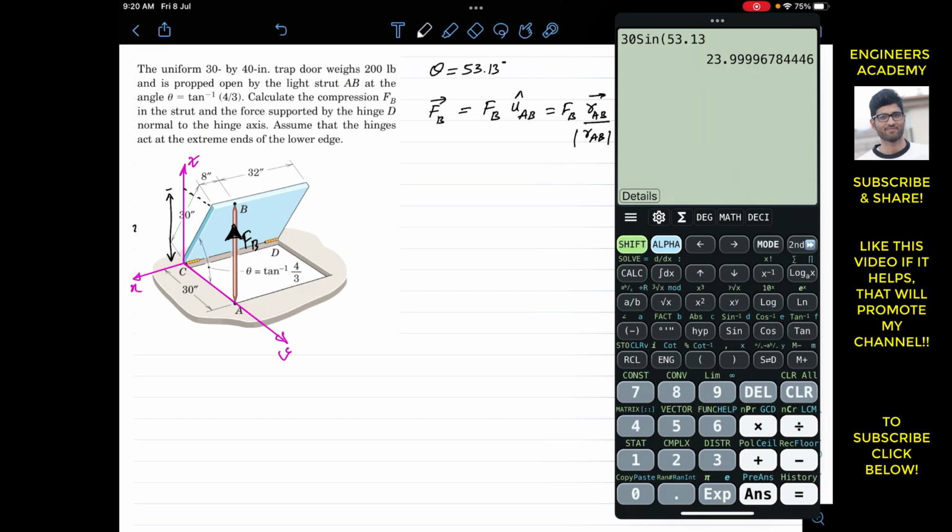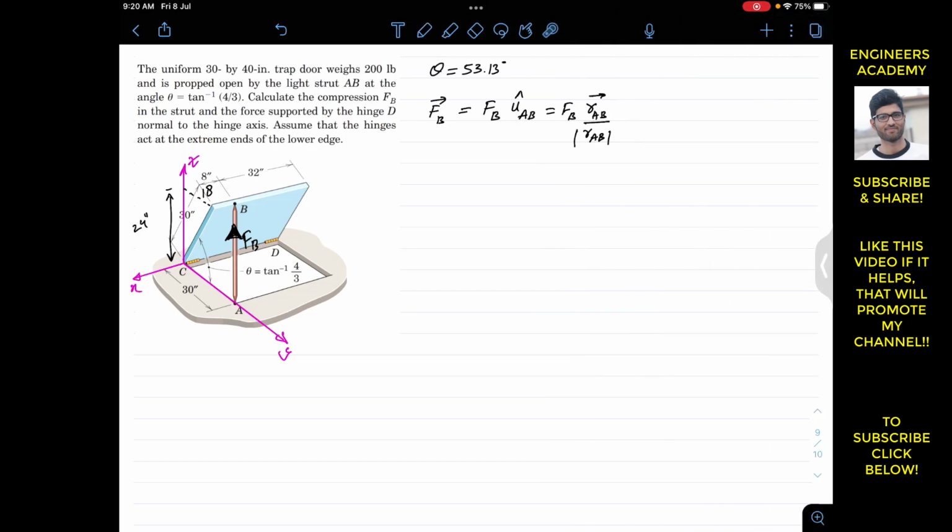This is 24 inches, and 30 cos of 53.13 gives us 18. So this distance along the y-axis is 18. Now the coordinates of point B are, let me write them somewhere here. Point B is at a distance of 8 inches in the negative x, so I will write -8.